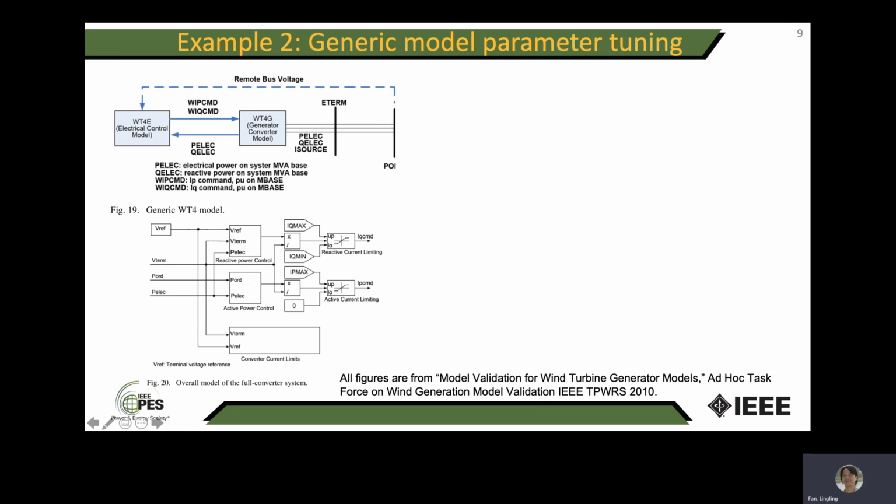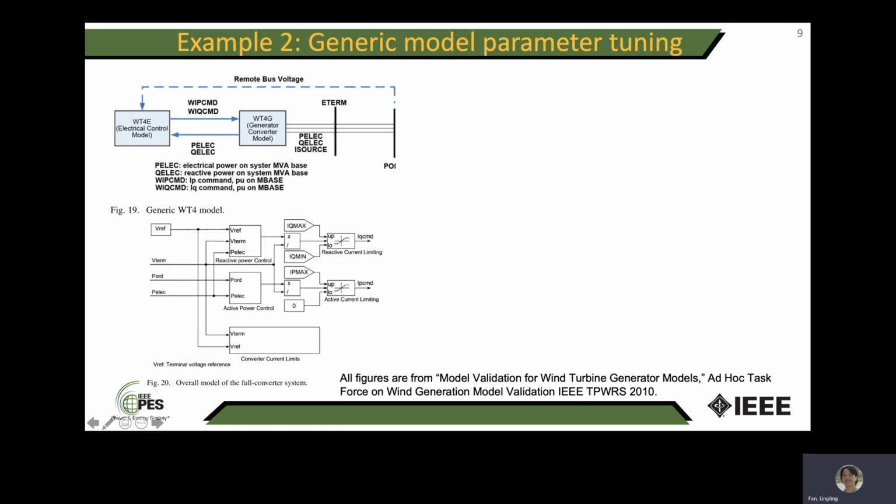The second example I'd like to give is the gray box modeling approach. From a generic model, then we do parameter tuning. So the left is this generic type 4 wind model that people have developed. This comes from a 2010 IEEE TPWRS power system paper.